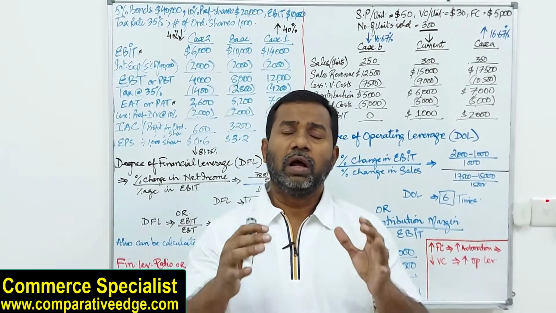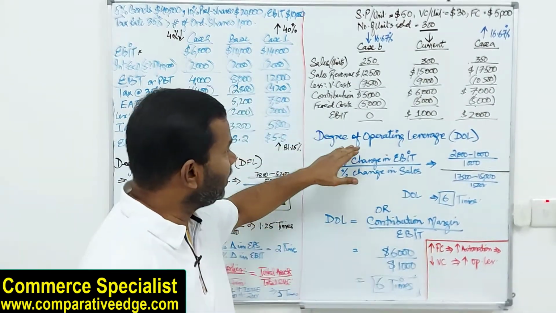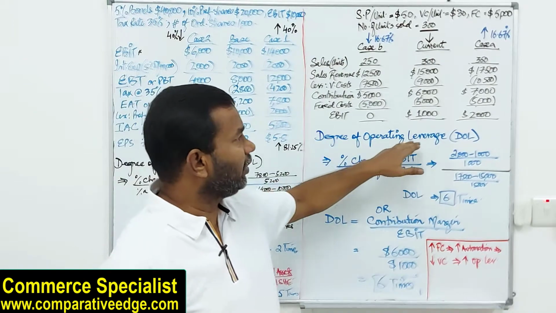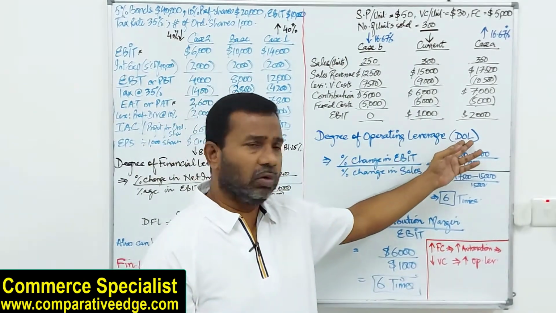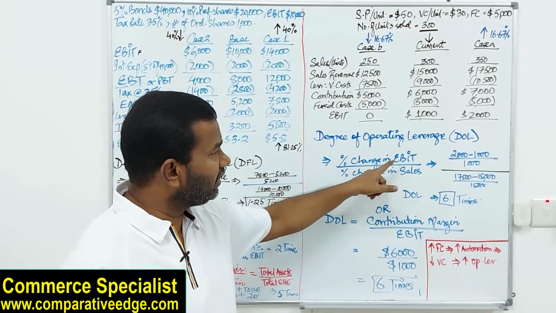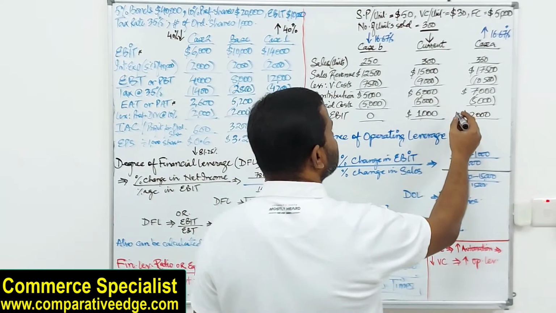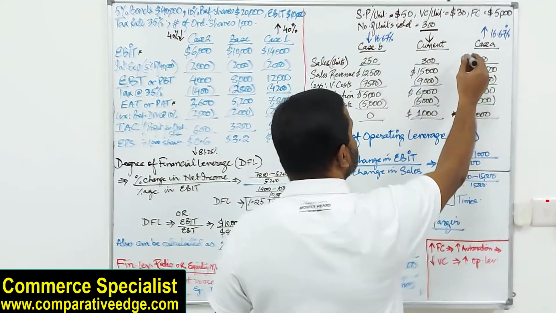Now, how to calculate operating leverage? Ladies and gentlemen, the formula is here. Degree of operating leverage, or you can call it DOL, is percentage change in EBIT divided by percentage change in sales. So if you notice, this is your EBIT, this is your sales.